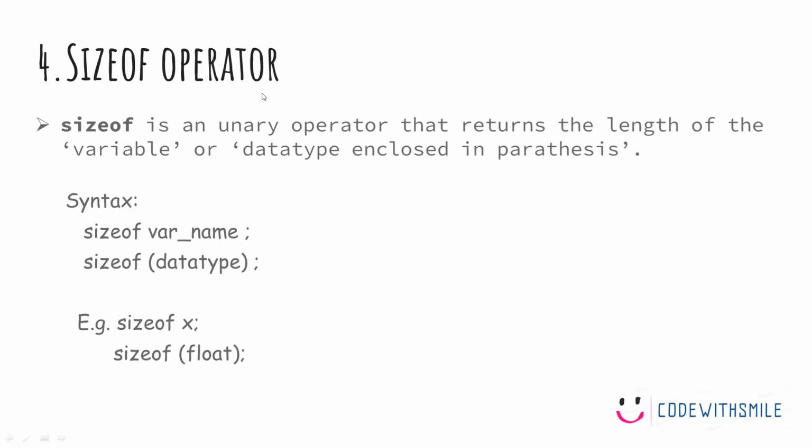Fourth is sizeof operator. sizeof is a unary operator that returns the length of the variable or data type enclosed in parentheses. This means that the sizeof operator is used to know the size of the variable or the given data type. The syntax of the sizeof operator is given here. First we have to write the sizeof keyword and then the variable name. Or if we want to find the size of a data type, we have to enclose it inside the brackets. For example, sizeof(x), where x is a variable, and sizeof(float), where float is a data type.